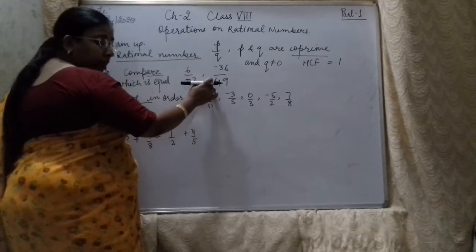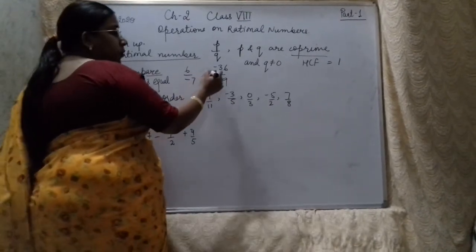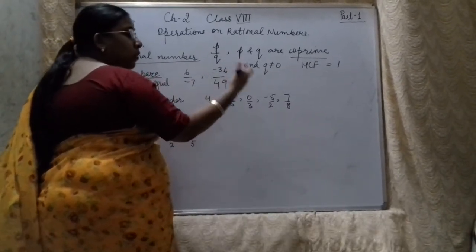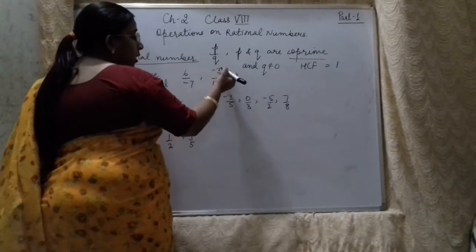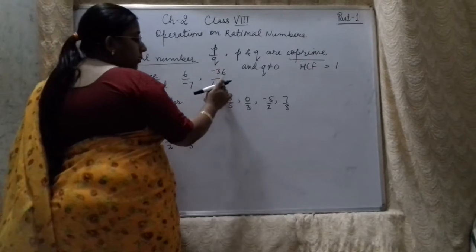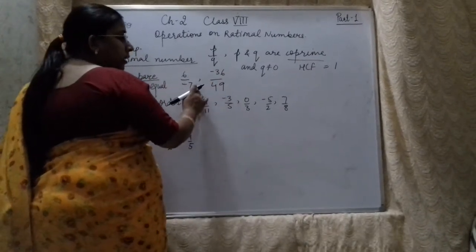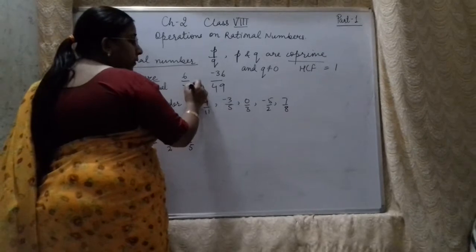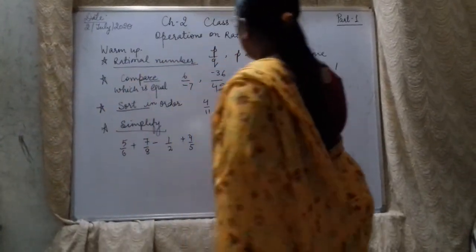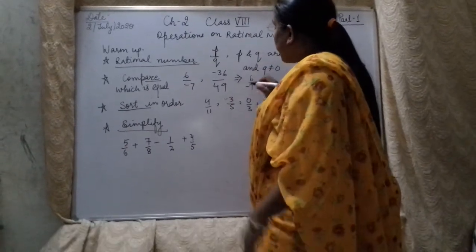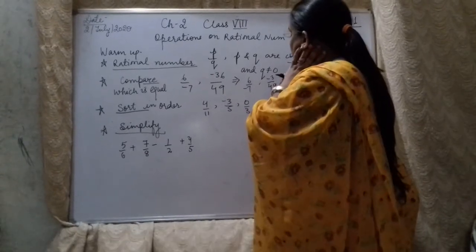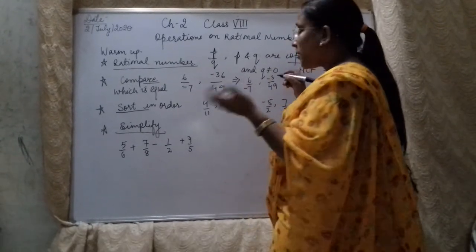Are these two equal? To check this, we just need to reduce minus 36 upon 49 to its lower terms. So, minus 6 upon minus 7 is one rational number, and minus 36 upon 49 is the other. Do we have anything in common? 6 upon minus 7 and minus 36 upon 49. We need to compare these. Are they equal, or greater than, or less than?